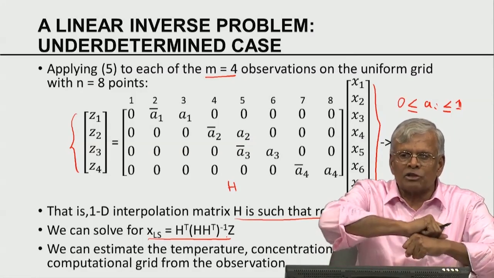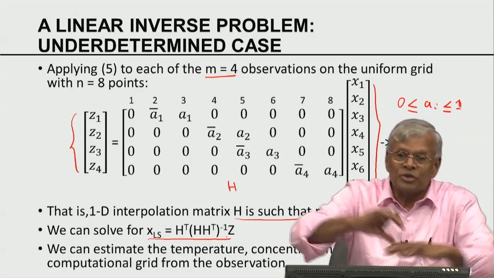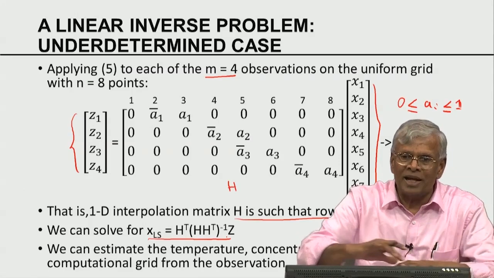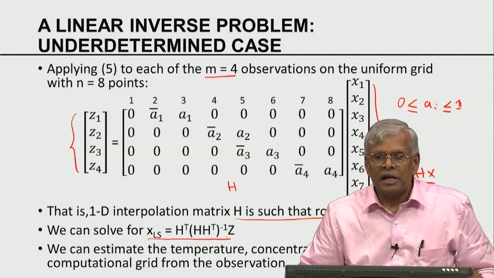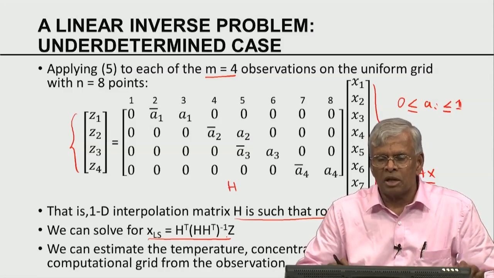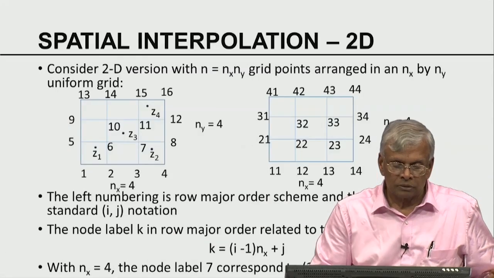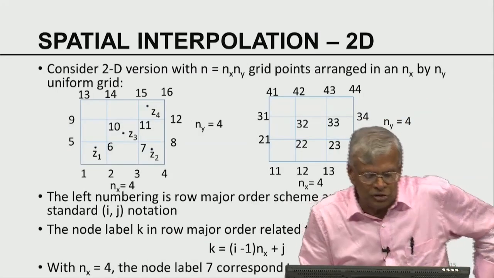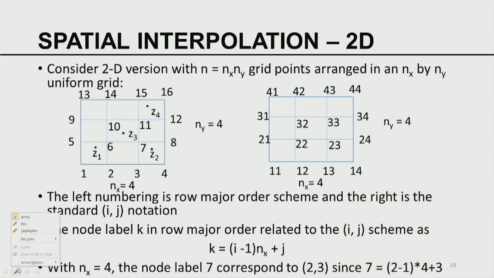This ability to extrapolate the observation in a smaller subset to a larger region using the notion of spatial interpolation, by converting the problem to a linear least square problem, I am able to estimate the distribution of concentration, the distribution of temperature, the distribution of pressure or whatever quantity is being observed. Now I would like to extend this to spatial 2D interpolation. So in this case, I am solving the same problem except that the space domain is 2D instead of 1D. So this is the 2D version.